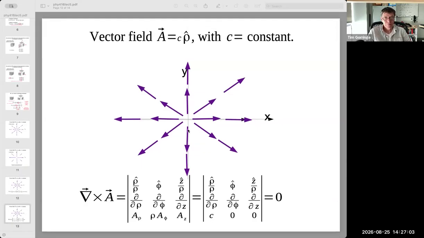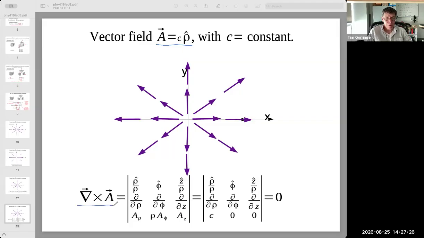Last slide, I promise. On this slide, we're not going to calculate the divergence of this field, we're going to calculate the curl of this field. And so we want to go ahead and calculate the curl of this field in cylindrical coordinates because this field was very conveniently expressed in cylindrical coordinates.